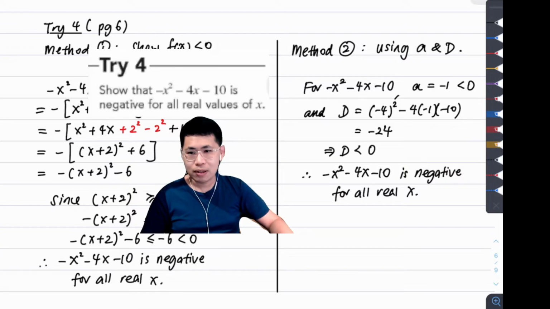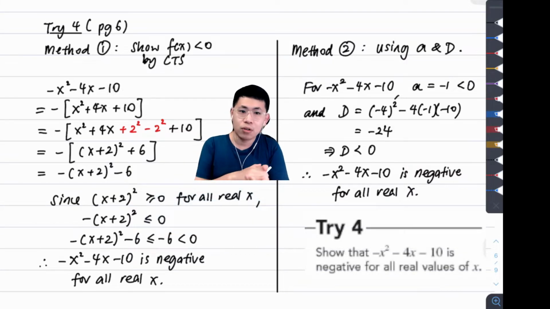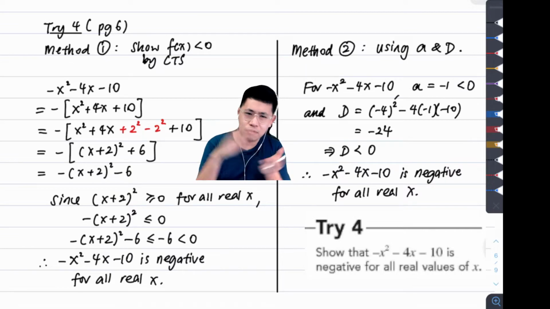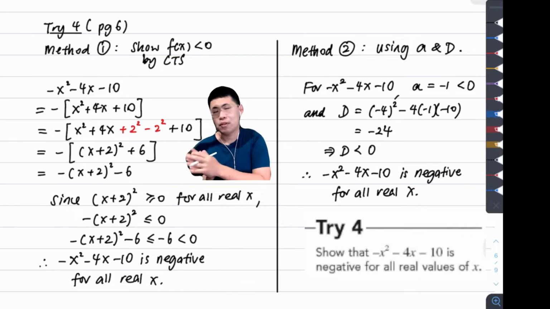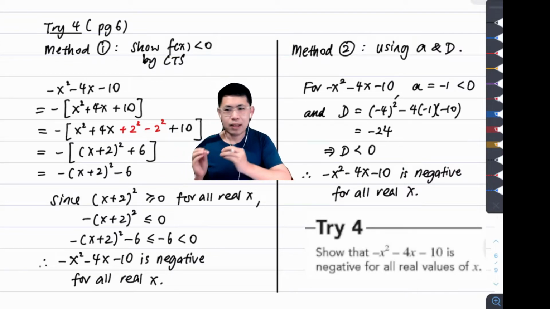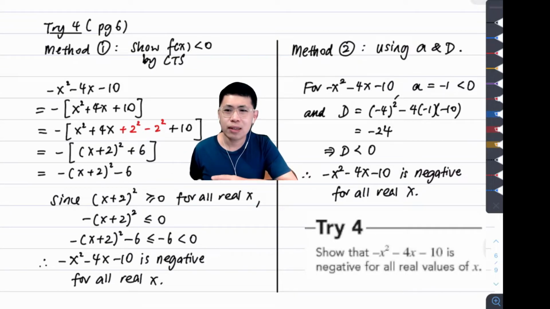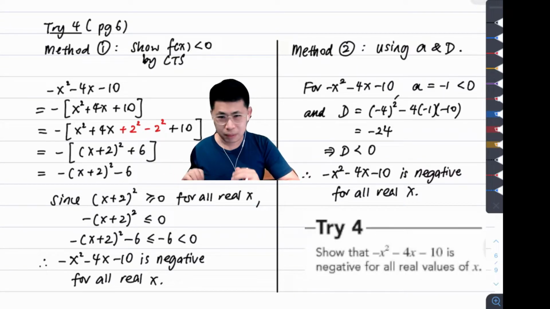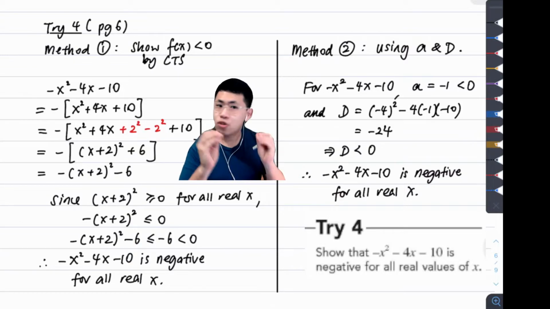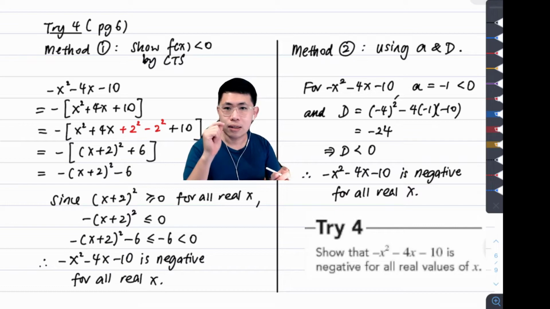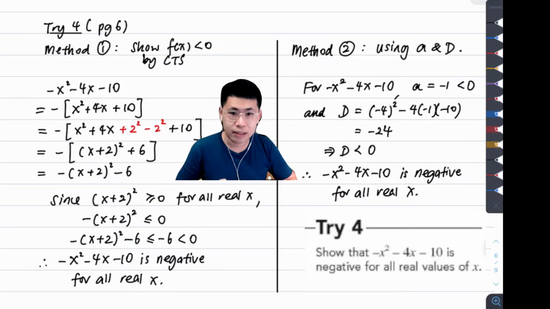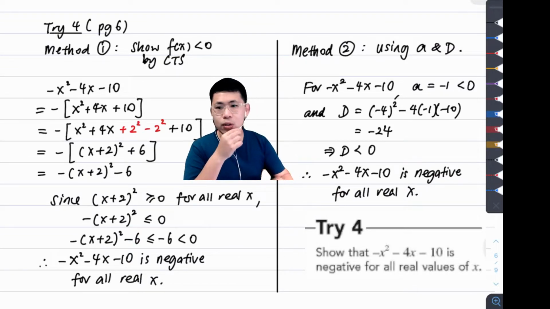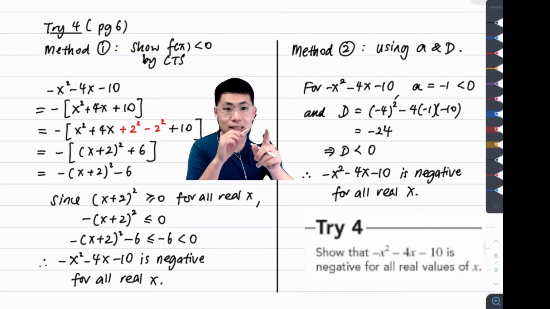Let me reposition myself to somewhere more strategic. Based on our working over here, we have two different methods. The first method is what we've learned at 1.1, but it's going to be a bit long-winded, and it makes use of inequalities which most of us are still not too familiar with. Method 2 is a bit shorter and more efficient. We just need to look at the value of a and the value of the discriminant, then we can prove that this thing is always negative. With this, we will then look at the next example.